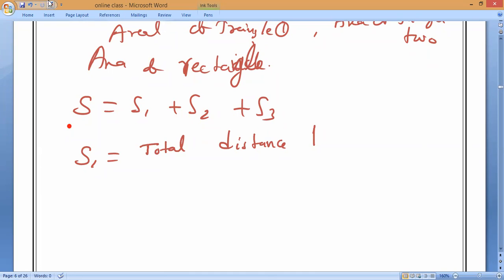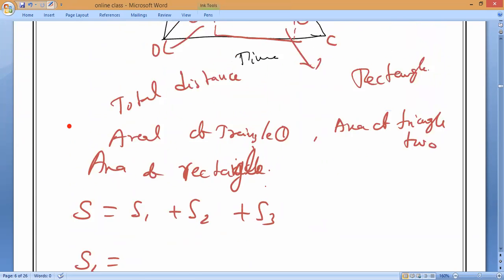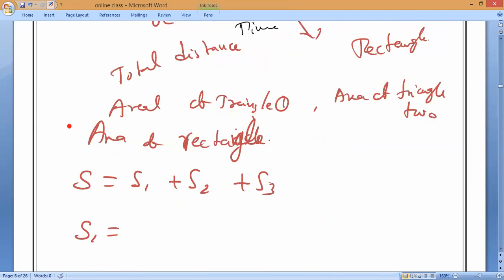So what is S1? Anybody? What do you mean by S1, guys? The distance traveled by the body. Understanding? So in the first case, the distance traveled will be S1. Now if you take distance, what is the formula? Speed into time. Okay, guys? So S1 is speed 1 into time 1.